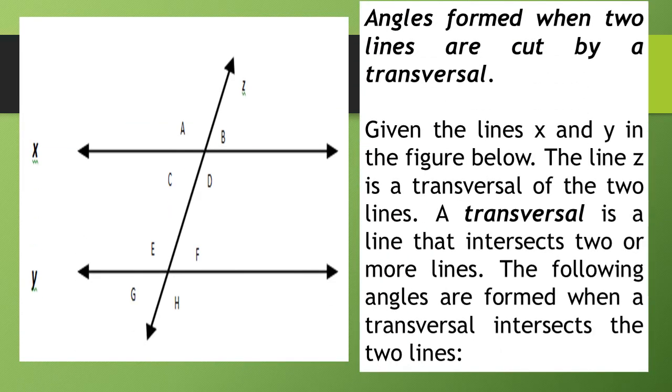Angles form when two lines are cut by a transversal line. Given the lines X and Y in the figure on the left side, the line Z is a transversal of the two lines. A transversal is a line that intersects two or more lines. The following angles are formed when a transversal intersects the two lines.